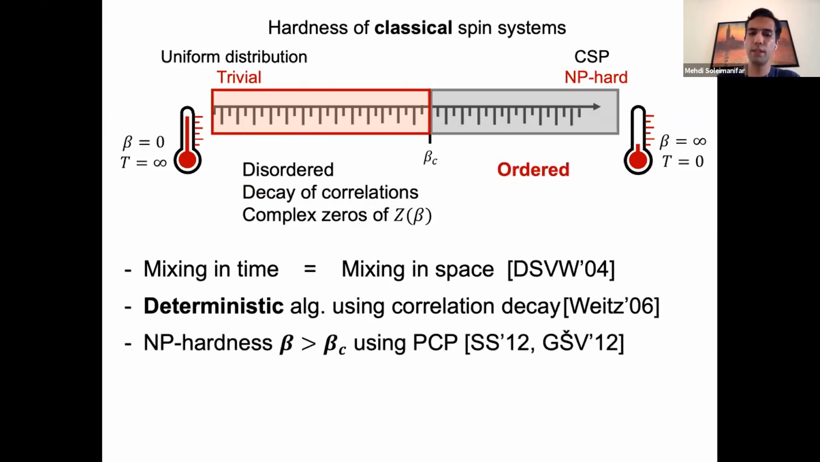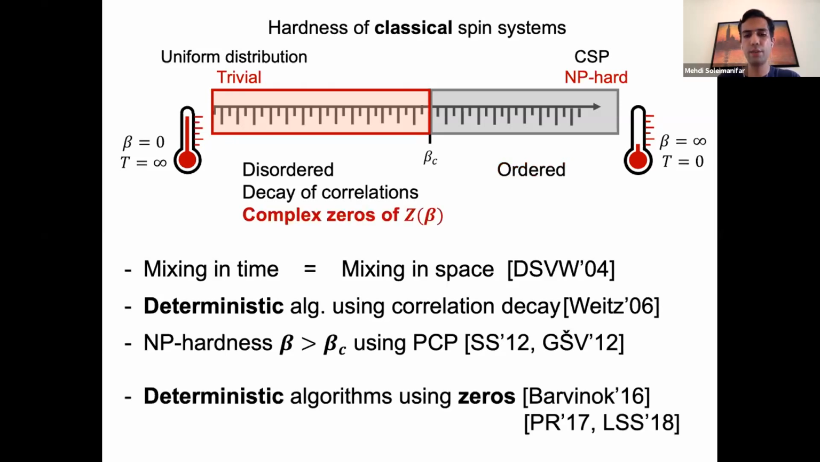And on the other hand, we know that it's NP-hard to estimate the partition function below the phase transition point. And recently, there is a new method for evaluating the partition function based on another characteristic of the high temperature regime, which is based on the complex zeros of the partition function. It's due to Barvinok, and then other people have applied it to the Ising model and the hard-core model. And I'll describe how we can basically use the same method in the quantum setting.